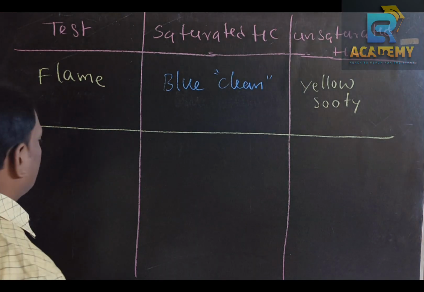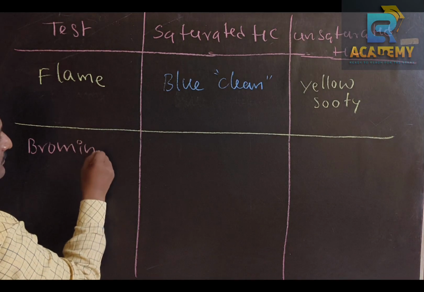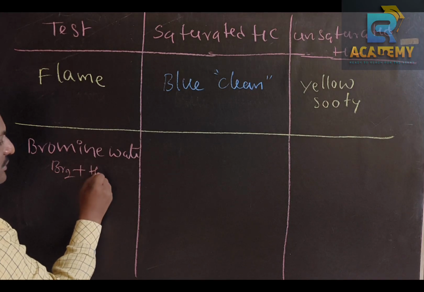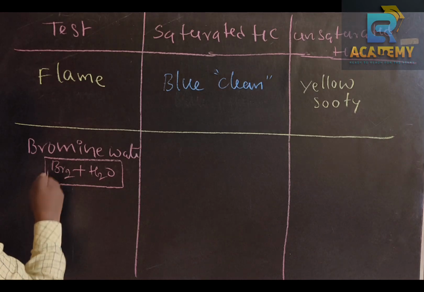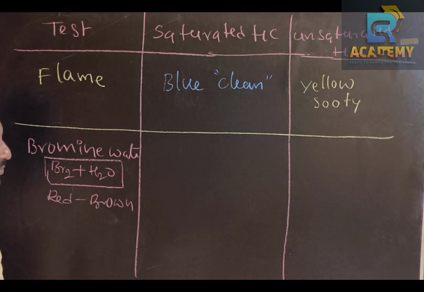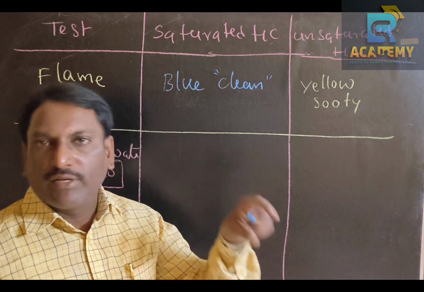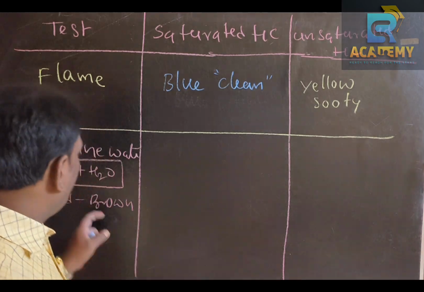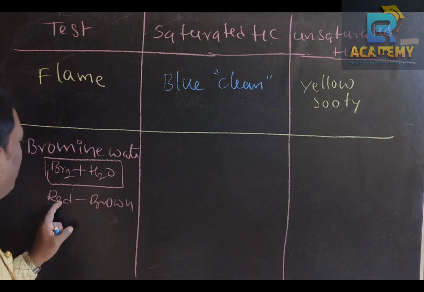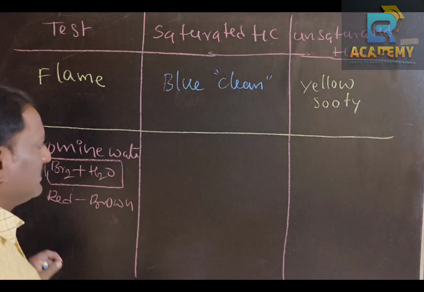Test number 2, bromine water test. Bromine is a liquid non-metal. When dissolved in water, you get bromine water, which is red brown in color. If red brown bromine water is dropped into a given hydrocarbon and it remains unchanged, that is called a saturated hydrocarbon. In case of saturated hydrocarbons, the color of bromine water remains unchanged.